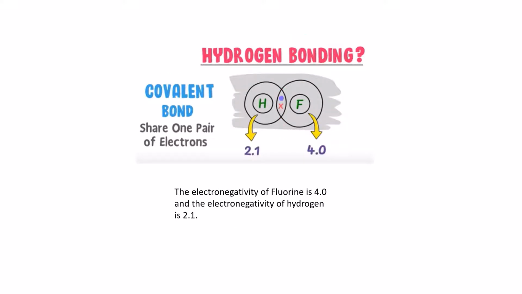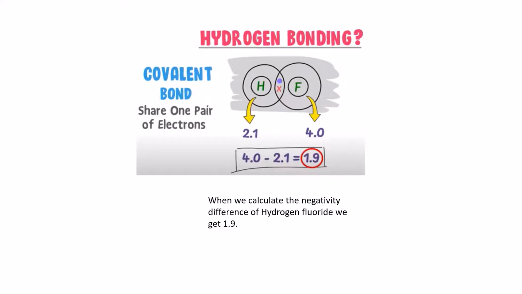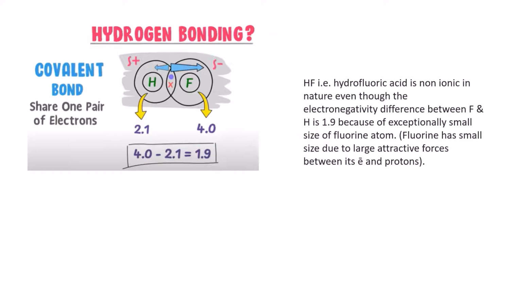The electronegativity of fluorine is 4.0 and the electronegativity of hydrogen is 2.1. When we calculate the electronegativity difference of hydrogen fluoride, we get 1.9. Hydrofluoric acid or hydrogen fluoride is non-ionic in nature, even though the electronegativity difference between fluorine and hydrogen is 1.9, because of the exceptionally small size of the fluorine atom.